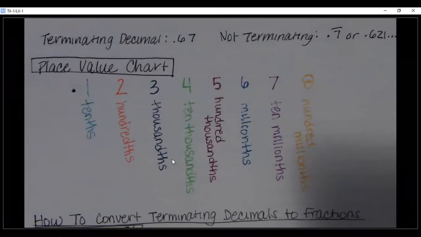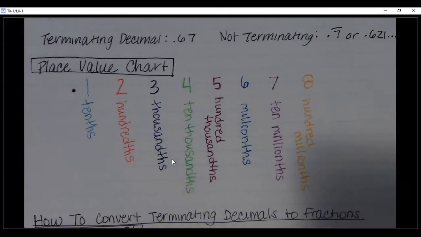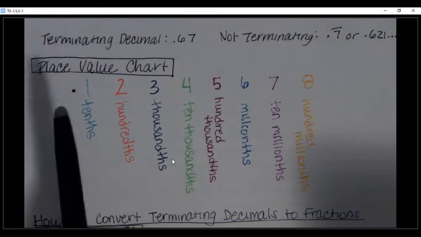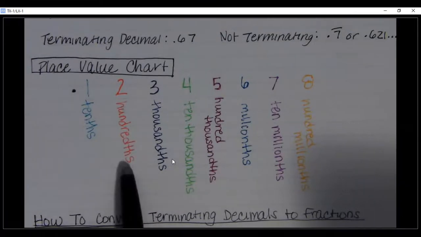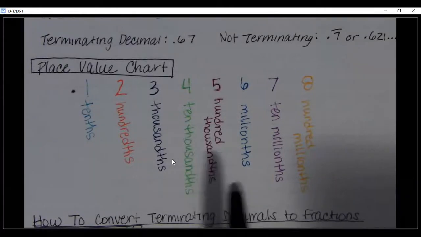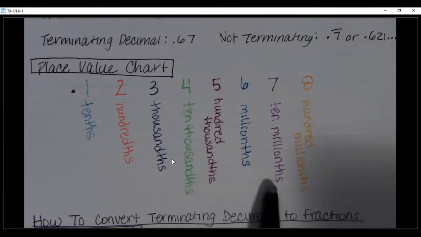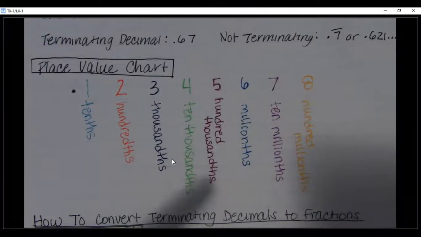What's going to be really important to know in order to do this skill is your place values. We use place values not only to properly pronounce the decimals, but also to convert them into fractions. The place value right after the decimal point is the tenths place. After that is the hundredths, then thousandths, ten-thousandths, hundred-thousandths, millionths, ten-millionths, and hundred-millionths. You can continue going on, but we're just going to stop right here.